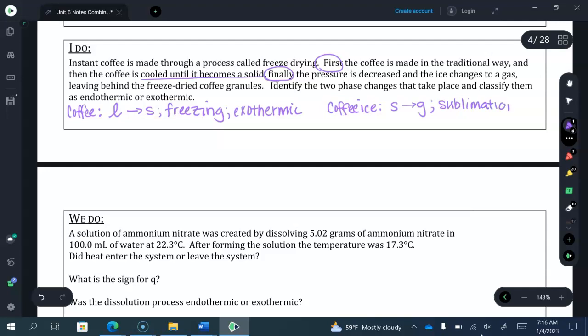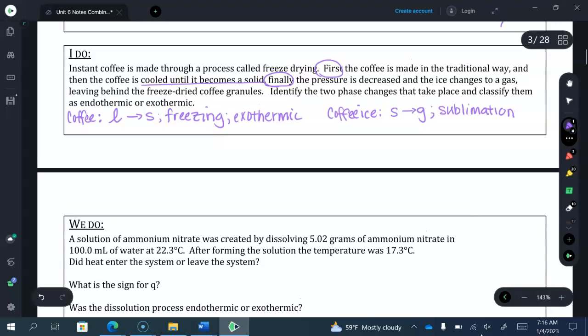Dry ice, where solid carbon dioxide changes from a solid to a gas, that is sublimation. Okay? Because the particles are spreading apart and moving faster as it goes from a solid to a gas, and the fact that gases are higher in energy than solids, we know that you have to put energy into it, so this would be an endothermic process.